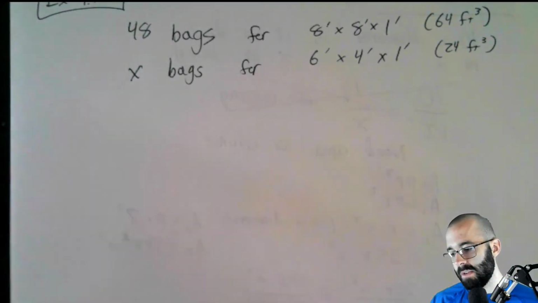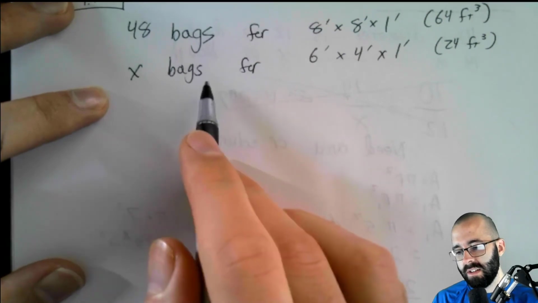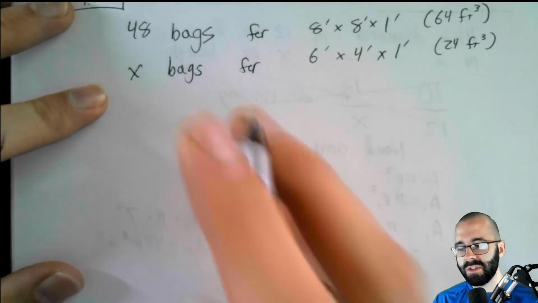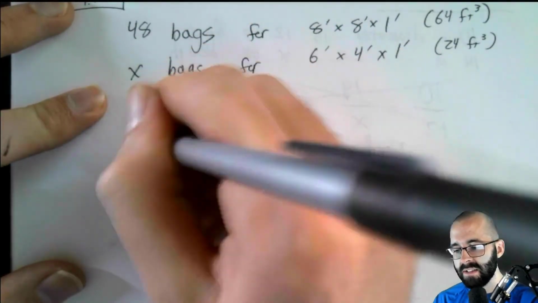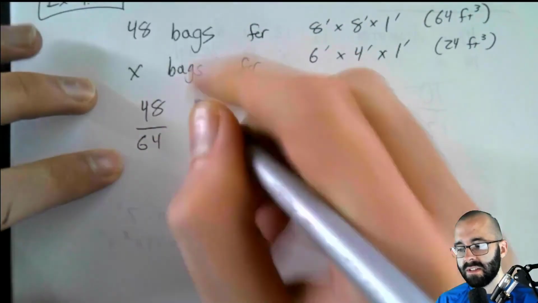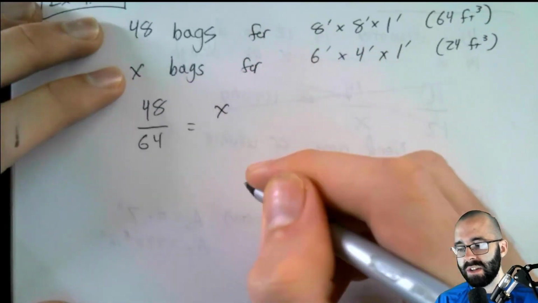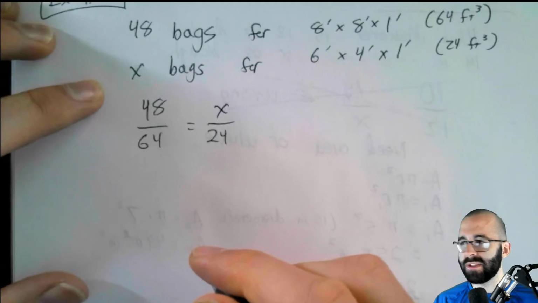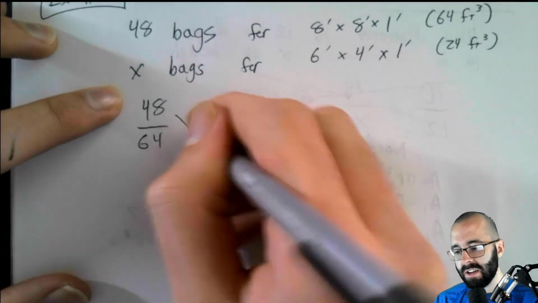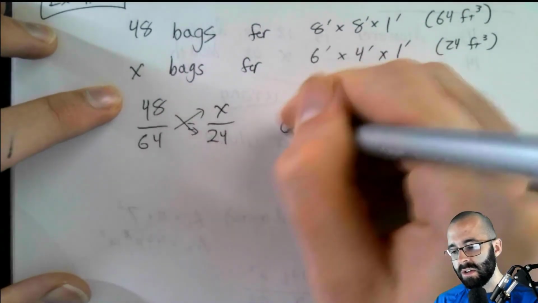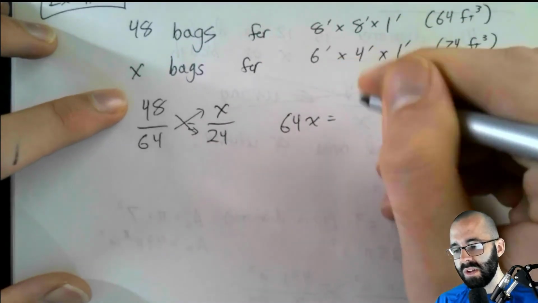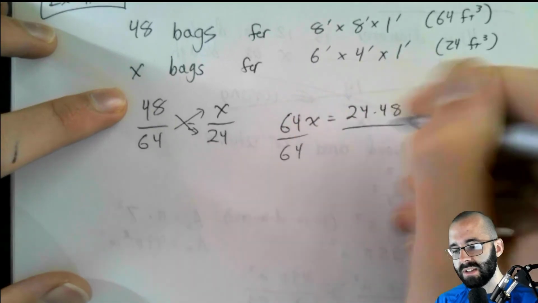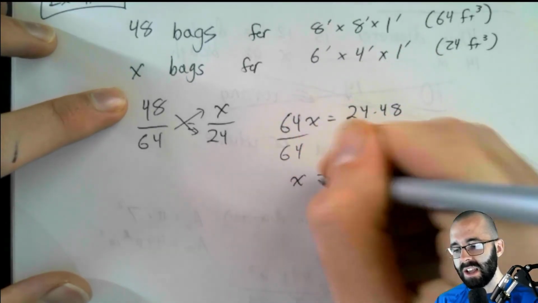All right, so that's what we've got right here. And now we've got our proportions. So 48 bags for 64 cubic feet is the same ratio as X bags to 24 cubic feet. Oh, this one's nicer than the last problem. Cross multiply, and you're going to get 64X equals 24 times 48. Divide both sides by 64 and use a calculator.